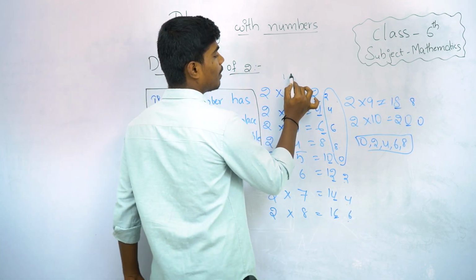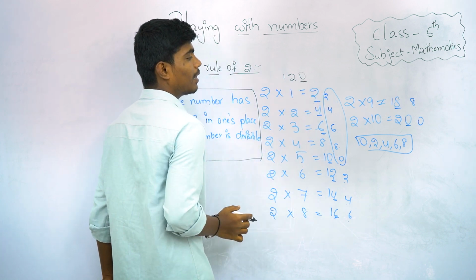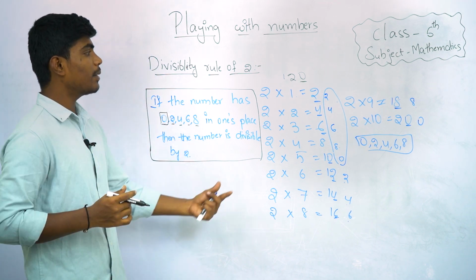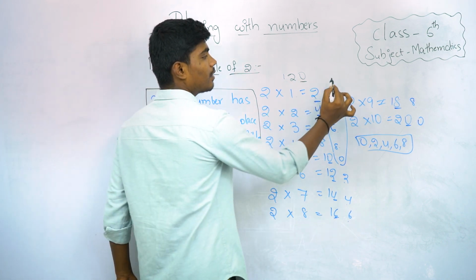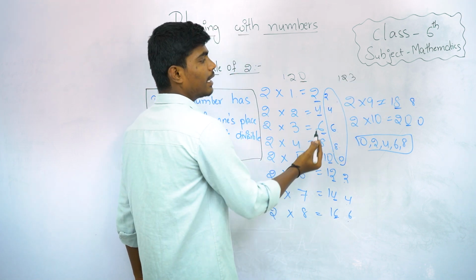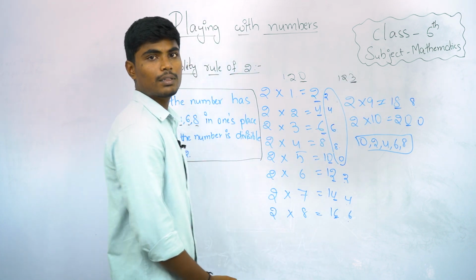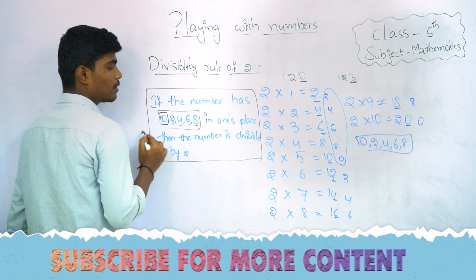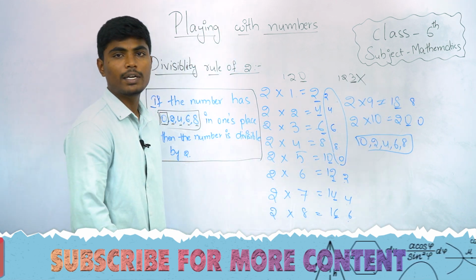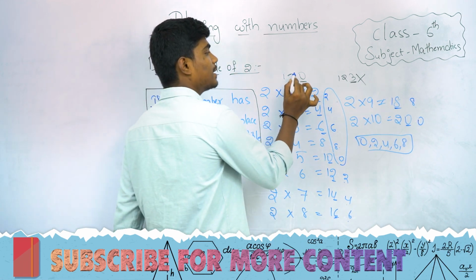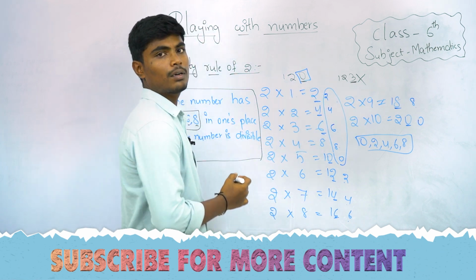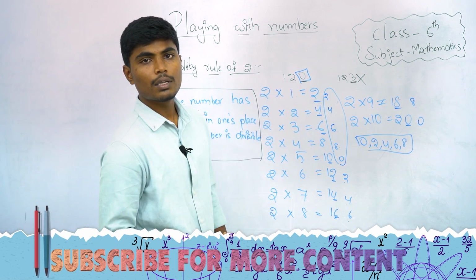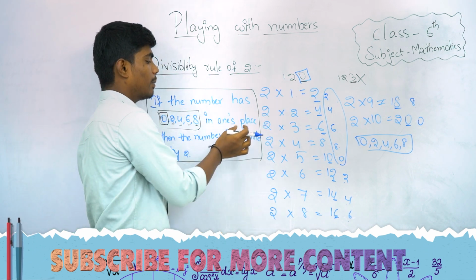If we take 120, here in the ones place the digit is 0. Then the number is divisible by 2. Let's take 123. Here in the ones place the digit is 3. If we check 0, 2, 4, 6, 8, there is no 3. So this number is not divisible by 2. So by checking the ones place of a number, if it has 0, 2, 4, 6, 8 there, then we can conclude that the number is divisible by 2.